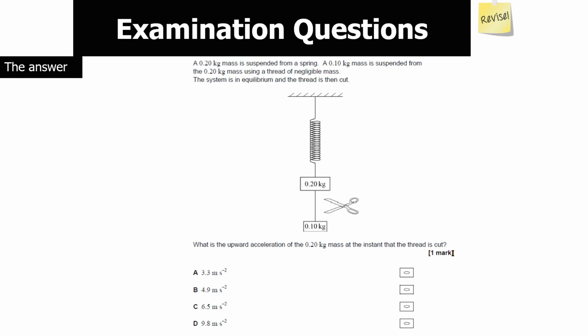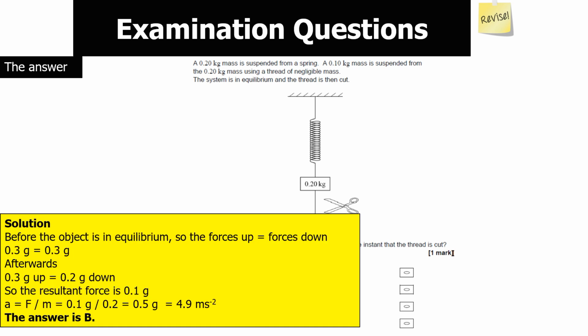Right, so we know that when the object is in equilibrium, as it says before, the forces up equal the forces down. So if we've got 0.3 times g downwards, the mass times gravity downwards, therefore the force upwards must be 0.3 g. So afterwards we've still got that 0.3 g acting upwards, but we've now got 0.2 g acting downwards because we've removed 0.1 g by losing that 0.10 kilogram mass.